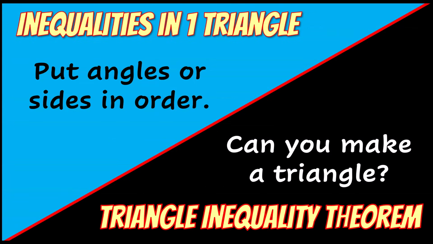Comparing these two, you're going to use the inequalities in one triangle idea to put your sides in order or your angles in order. You use the triangle inequality to determine if you can make a triangle out of three given sides or what could possibly be a third side.